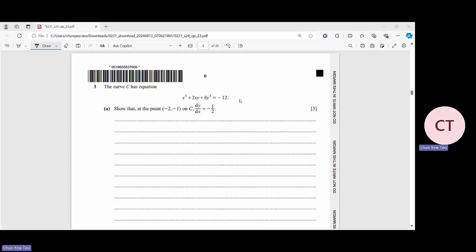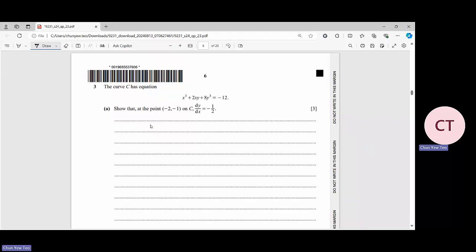Okay, now we take a look at question number 3. The curve C has the equation x cubed plus 2xy plus 8y cubed equal to negative 12. Show that at the point (-2, -1) on C, dy/dx is -1/2. So we have implicit differentiation over here. This one not so difficult.